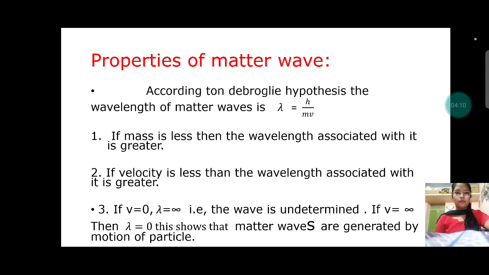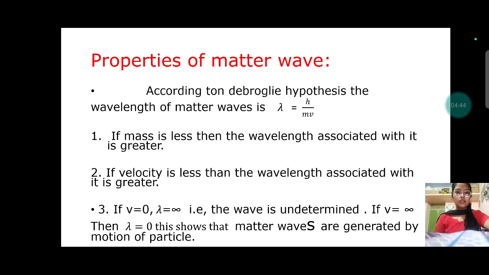Properties of matter waves. According to the de Broglie hypothesis, the wavelength of matter waves is λ = h/mv. If mass is less, then the wavelength associated with it is greater. If velocity is less, then the wavelength associated with it is greater. If v = 0, λ = infinity, that is, the wave is undetermined. If v = infinity, then λ = 0.